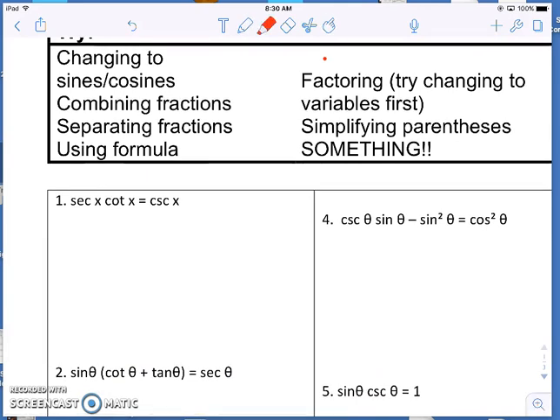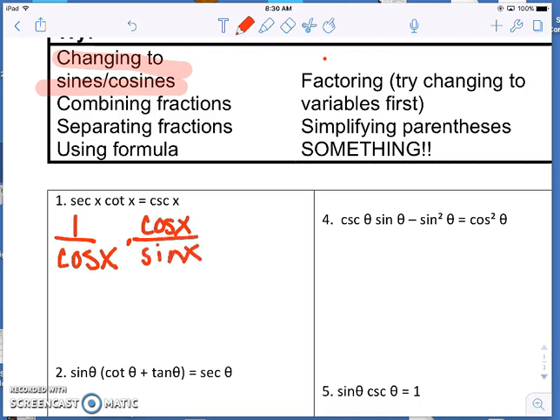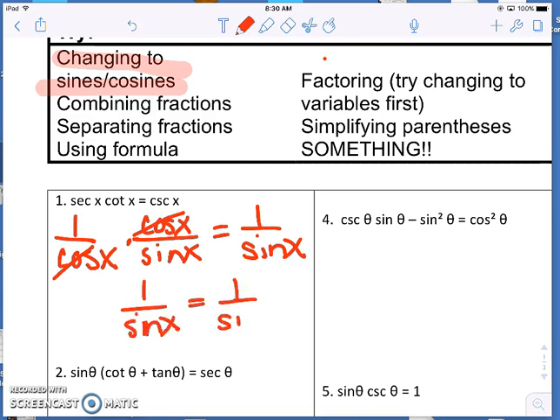Personally, this is my favorite. Change everything into sine and cosine. So this is really 1 over the cosine times cotangent, which is cosine of x over the sine of x, equals cosecant, 1 over the sine of x. So if we look here, cosine over cosine is 1, so 1 over the sine of x equals 1 over the sine of x, and we have verified that.